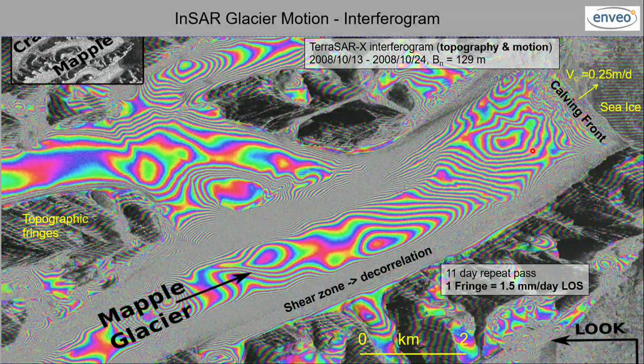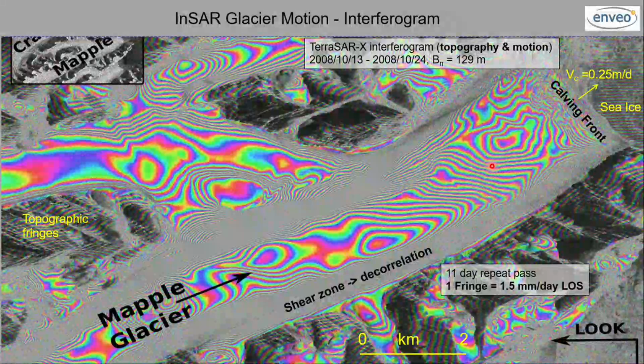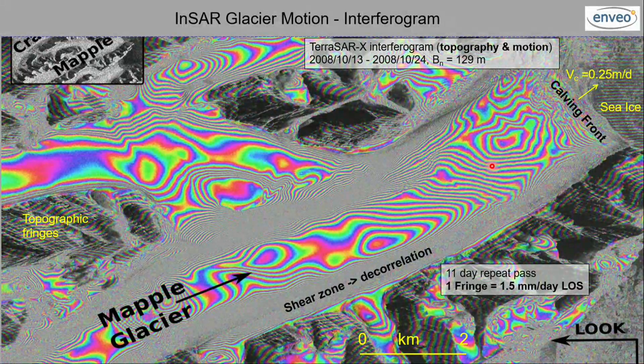the motion is not very fast in the calving front, 0.5 meter per day, but nevertheless we get decorrelation because we cannot separate the fringes anymore. It's fantastic which details you get on the ice deformation, but if the glacier gets too fast, we run into problems. And this is not really fast, but of course it's a long period, 11 days.